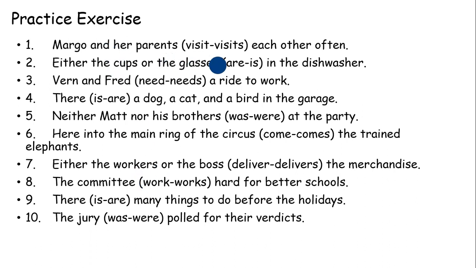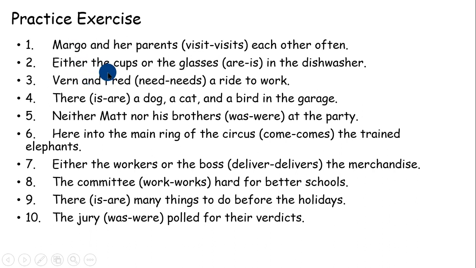Margot and her parents dash each other often. So I told you in rule number 5, when subjects are joined by and, they are always considered plural. So Margot and her parents. Now which is the plural verb in this? Visit. Margot and her parents visit each other often. Okay, that's number 1.